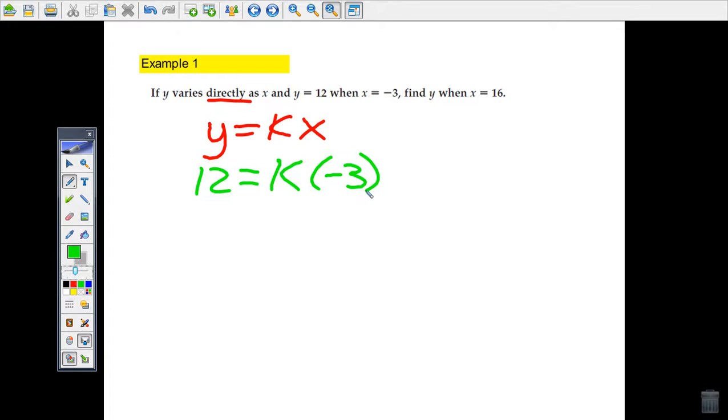And then I can solve for k. Well, what would k be? -4. Okay, and now I can answer the second part of the question. So the first part of the question was contained within this first sentence before the comma.